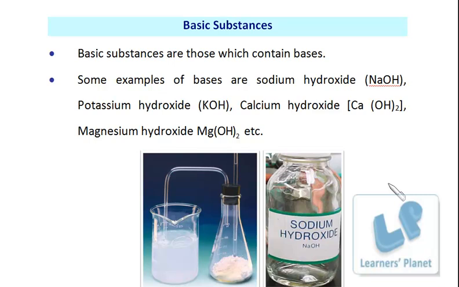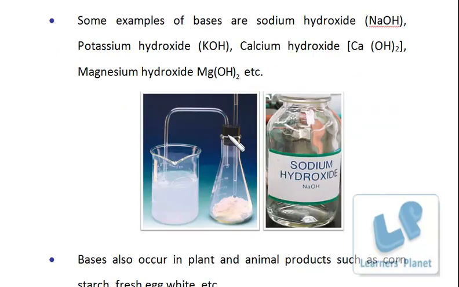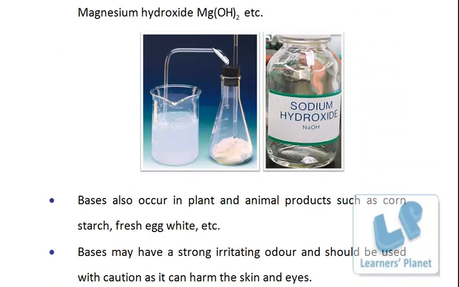Similarly, we have basic substances. Basic substances are those which contain bases. Some examples of bases are sodium hydroxide, potassium hydroxide, calcium hydroxide, magnesium hydroxide, right? And bases occur in plant and animal products like corn starch, fresh egg white, and something like that. And they have a strong irritating odor and should be used with caution as they can harm the skin and eyes.